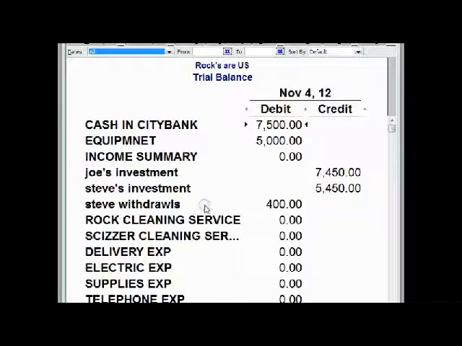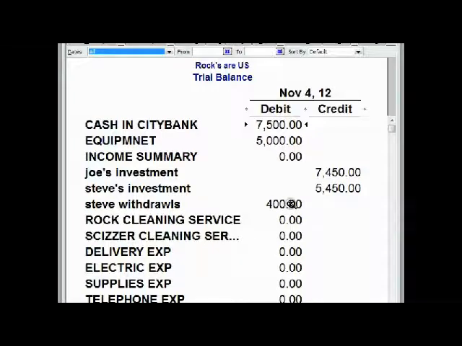Now, it's nice to know how much Steve withdrew during a particular month, in this case, November. And it's nice to know what his investment was, or the balance of his investment, let's say at the end of November. But you don't want to have a continuous accumulation in this withdrawals account.